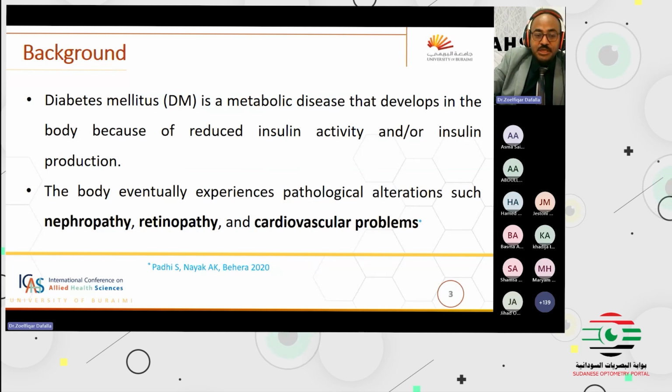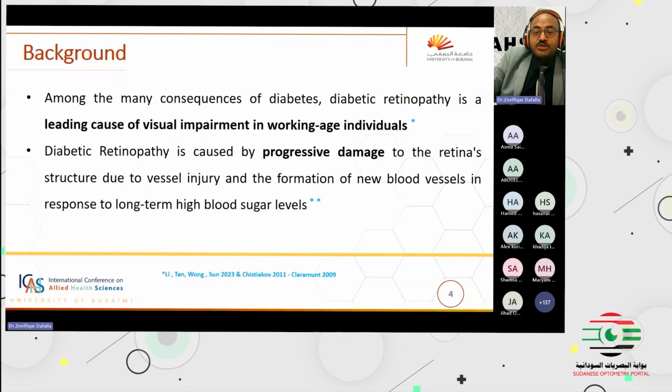Also, you can find some changes in the eye, like cataract. We know cataract comes with age, but in these cases you will find it may come earlier. You can also find some problems related to the cornea. Among these consequences you will find diabetic retinopathy, and according to global epidemiological studies, it is a leading cause of visual impairment in working age individuals. That means in a very important age for humans.